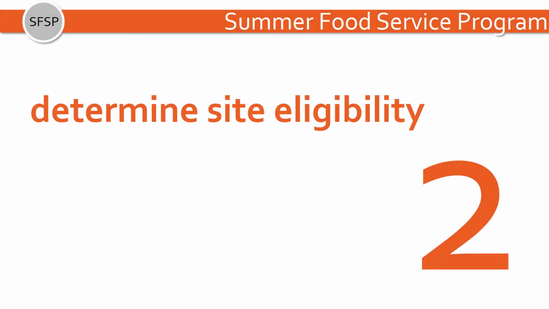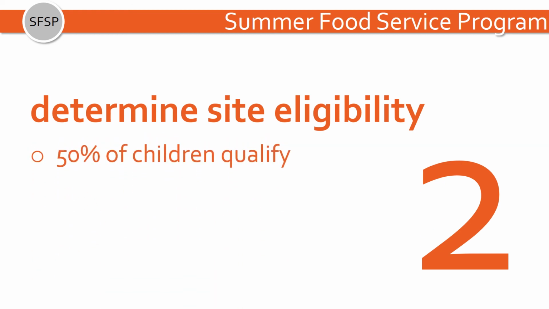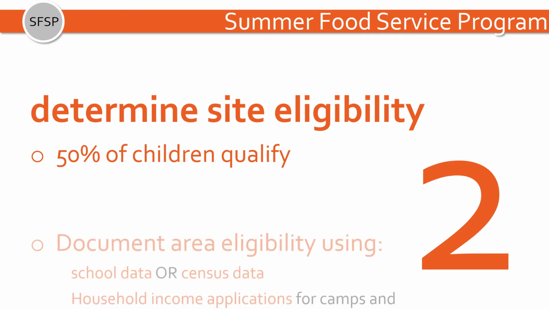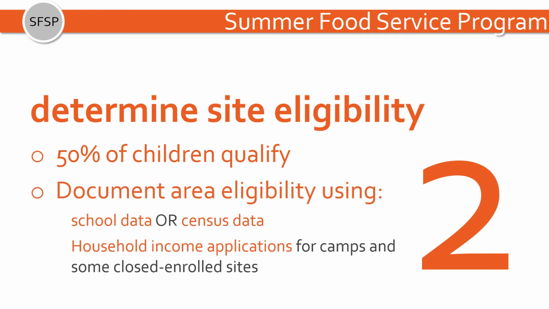The next step is to determine the site's eligibility. If a site is located in an area where 50% or more of the children residing in the area are eligible for free or reduced price school meals, the site is considered area eligible. To document area eligibility, school October survey data or the most recent census data may be used. School or census data qualify a site as eligible for 5 years. Camps must use, and closed enrolled sites have the option to use, household income applications.